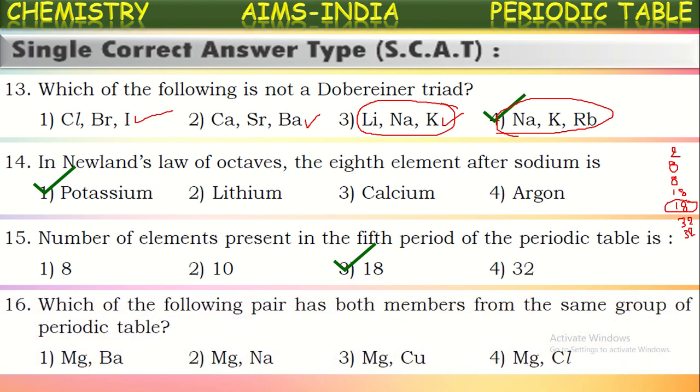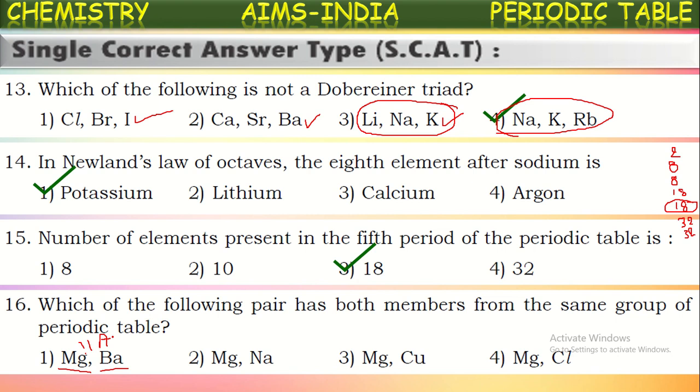Next, which of the following pairs has both members from the same group of the periodic table? Which two elements belong to the same group? If you observe magnesium and barium, we know magnesium belongs to group 2A. In 2A, along with magnesium, the remaining elements are beryllium, calcium, strontium, barium, and radium. So this barium also belongs to group 2A. These two elements belong to the same group. Now that will be the correct answer.